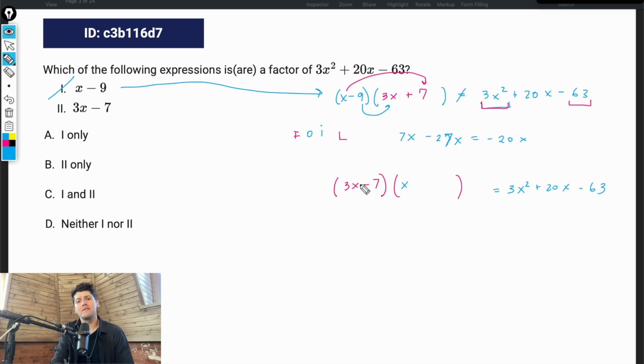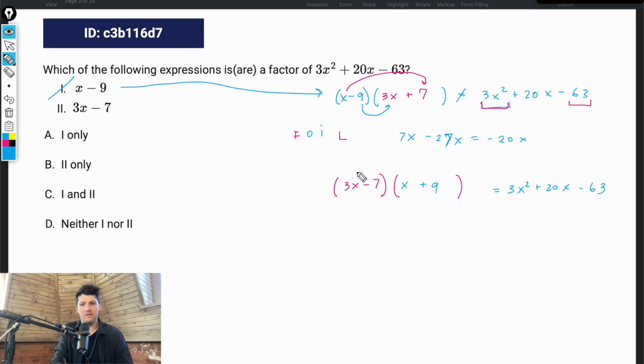The other thing we would need is negative 7 times something is negative 63. So we need a positive 9 here. And then we'll check this work. Again, we've done the F and the L, and now we're checking the O and the I. We did the first and the last. Now we're checking the outside.